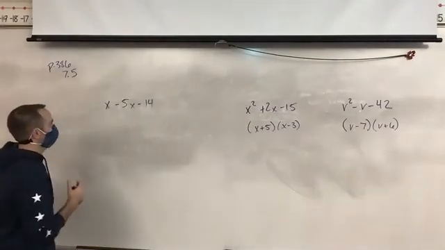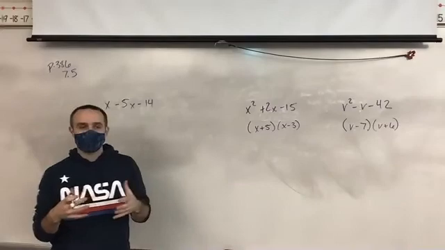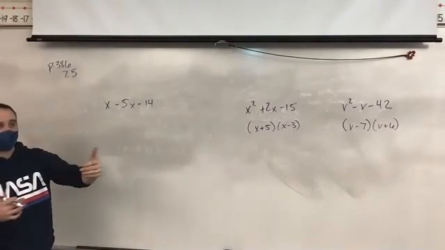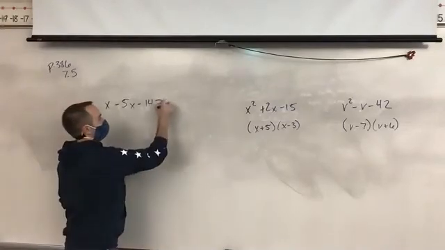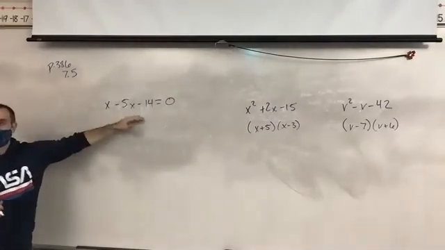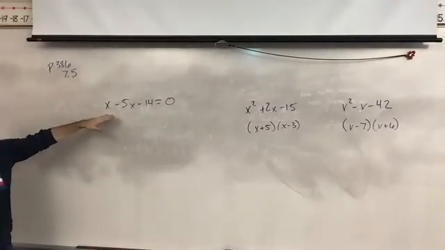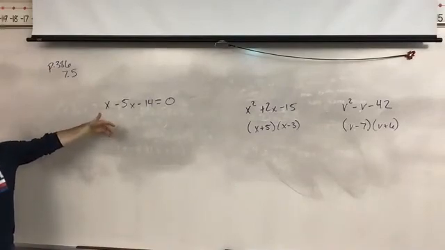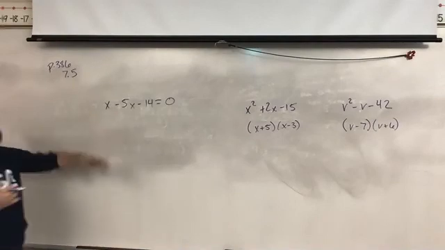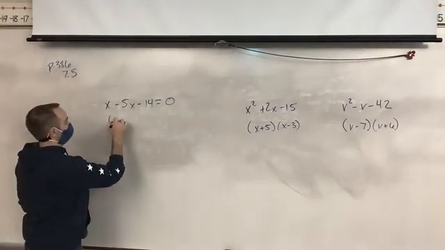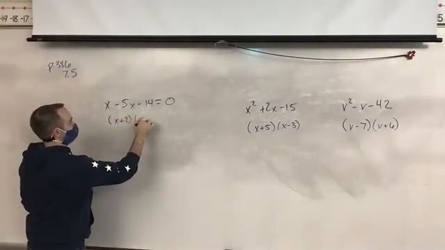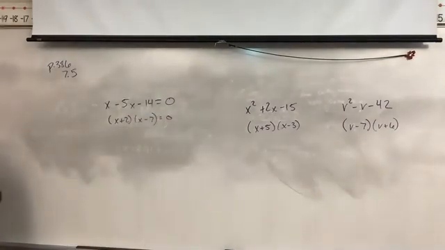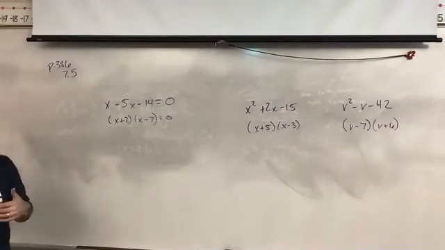All right, the last thing that we got to talk about is taking it one step further and seeing a problem like this. Okay, if you see a problem like this where it's equal to 0, we're going to do what we just did. So if you recall, this one ended up being x plus 2, x minus 7, but that's still equal to 0. So now because we have that equal sign, it's the 0 product property.